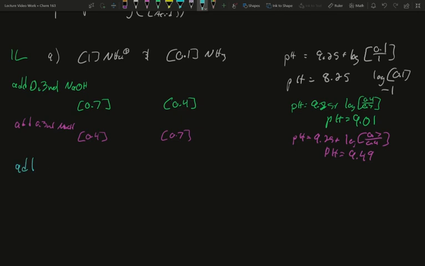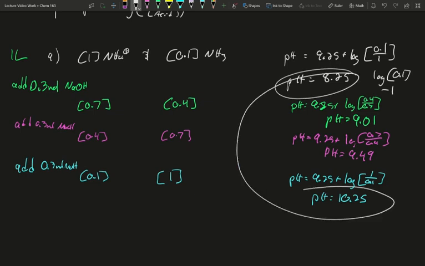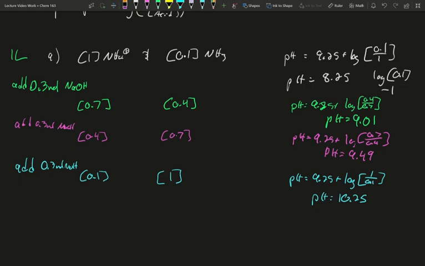Take it a little further, let's add 0.3 mole NaOH again. Going to go down to 0.1 ammonium and up to 1 ammonia. pH is 9.25 plus the log of 1 over 0.1. My pH is 10.25. So far, our buffer has successfully inhibited a great deal of pH change. Granted, we have changed in total by 2 pH units, but we've added almost an entire mole of hydroxide. 1 mole of hydroxide in a liter of water would be a pH of 14. And so we've drastically prevented that shift.